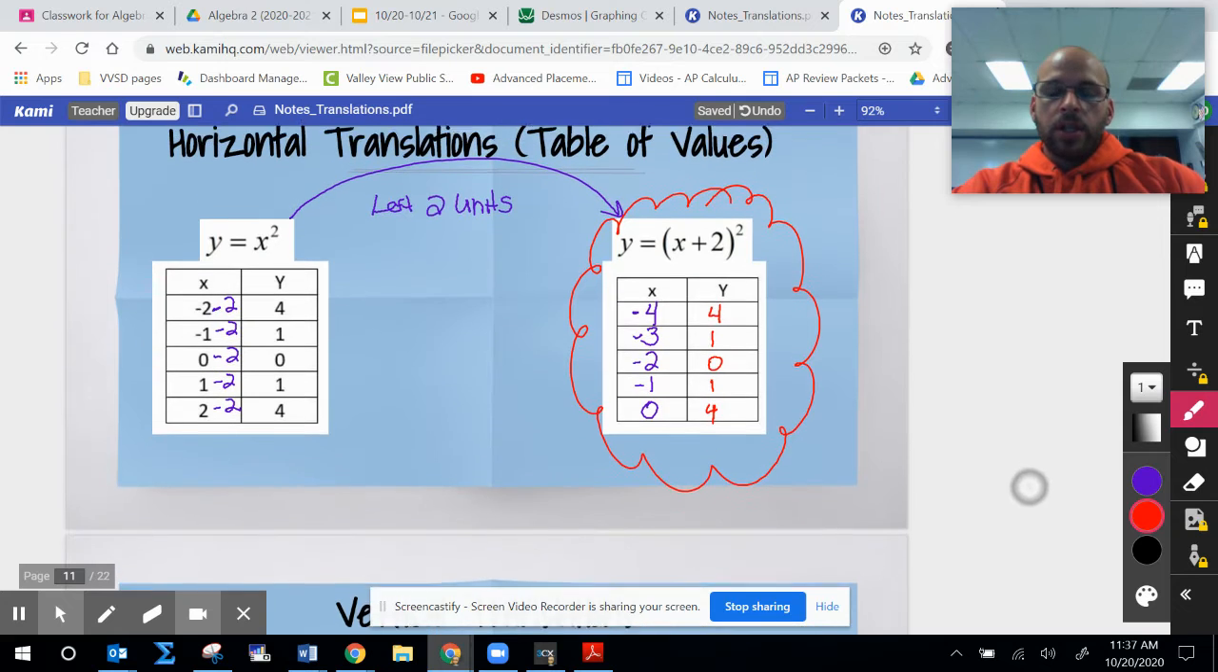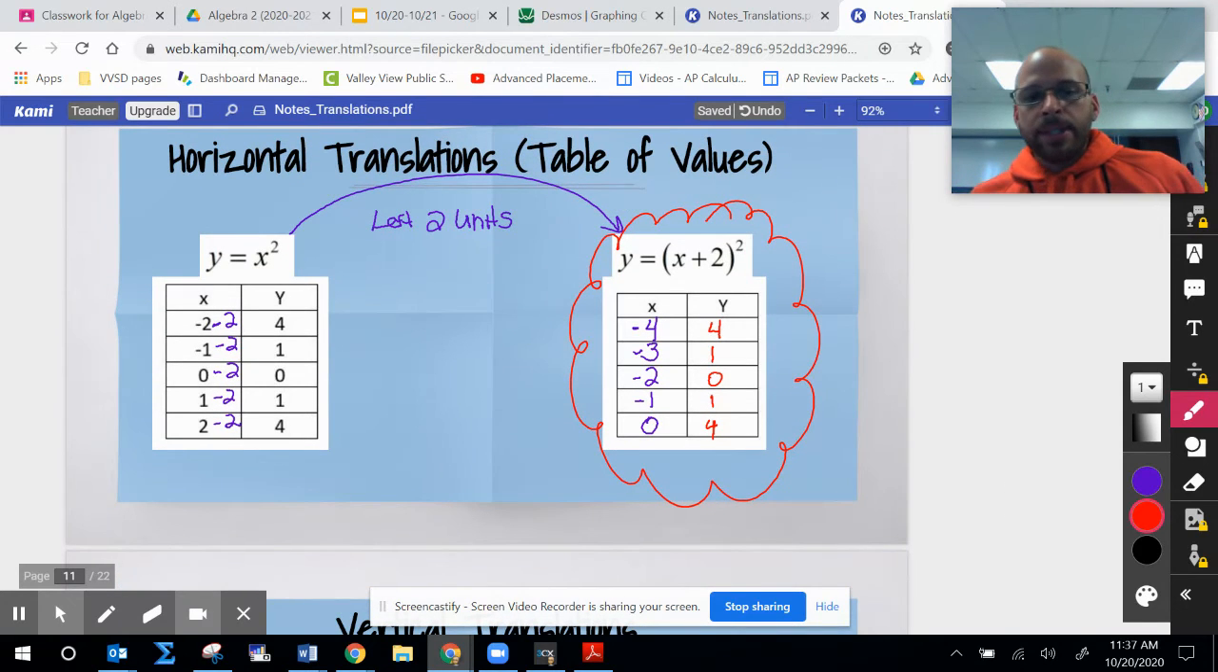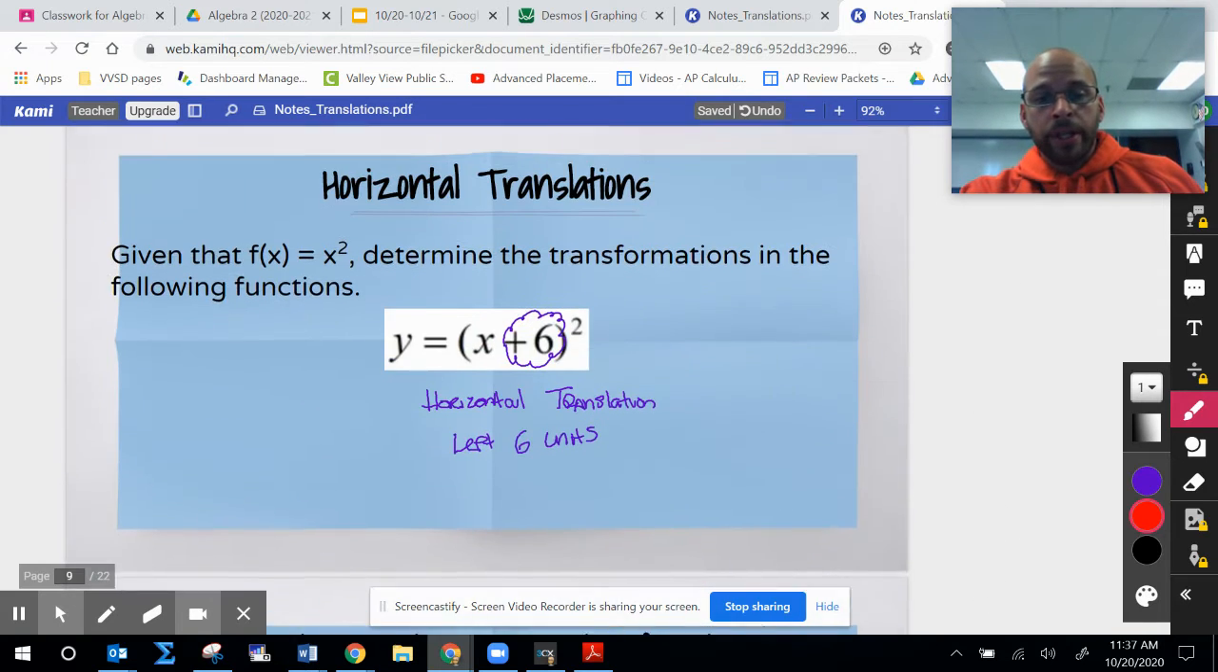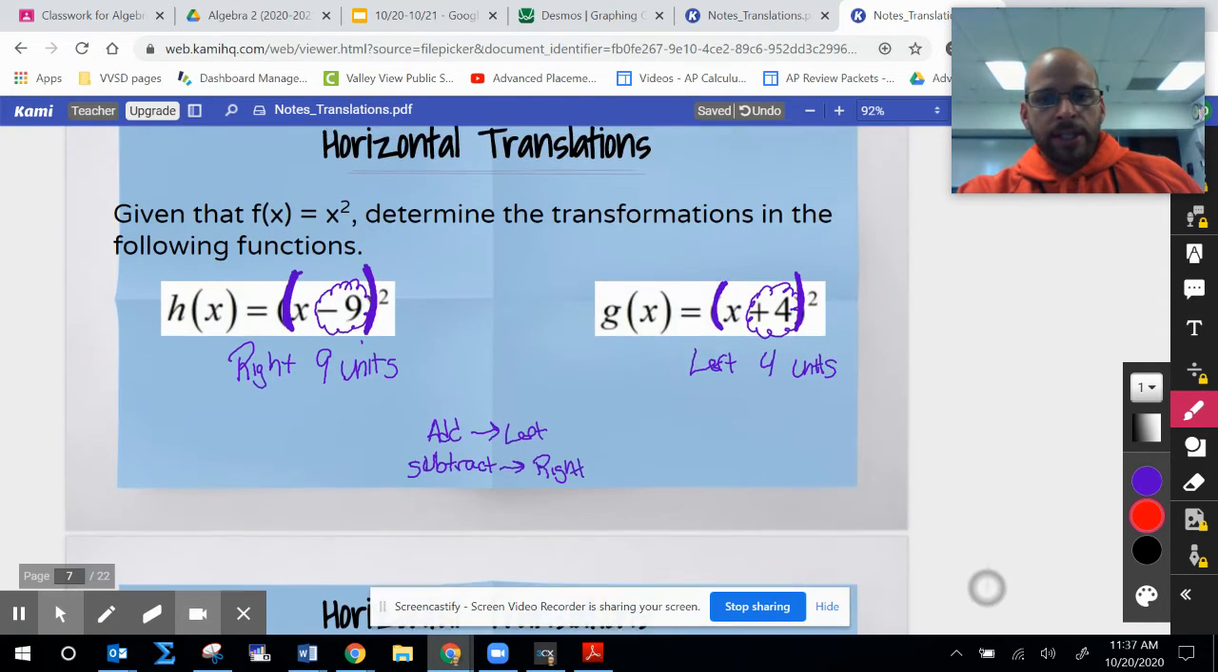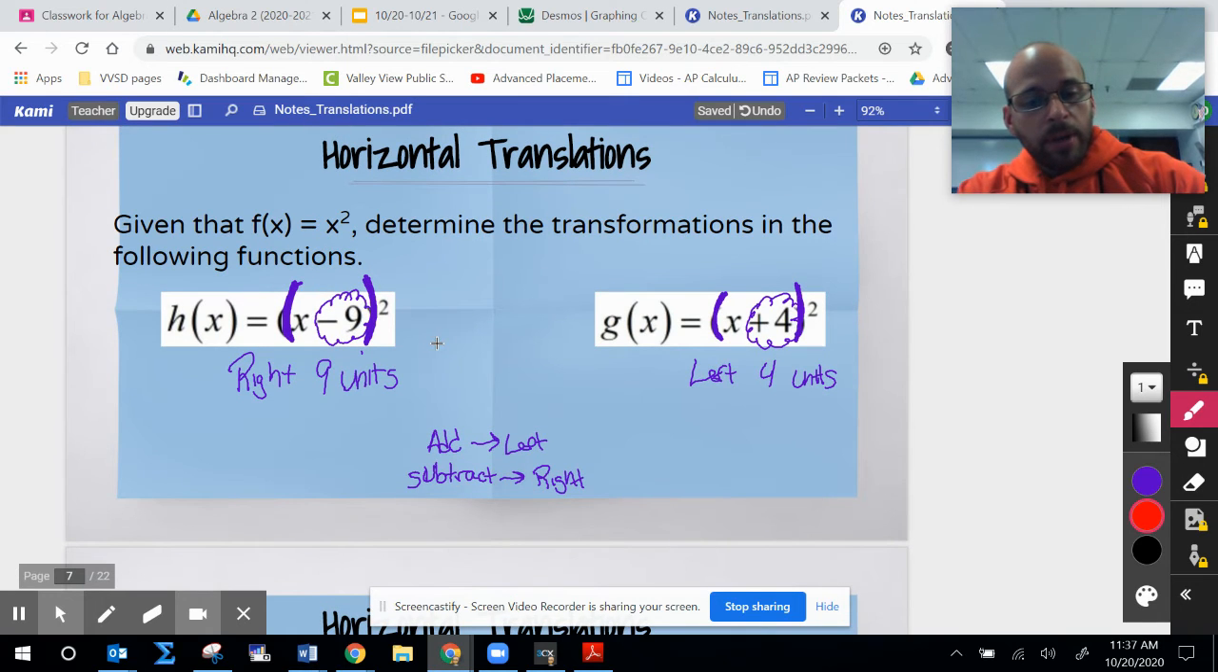All right. So what I want to do is go through the same steps, but this time for vertical translation. So quick summary, and I like to use this slide for my summary. Remember, if it's addition, we're going to go left. Our graph would move left. And if it's subtraction, we know our graph would move to the right. So if you subtract 9 on the inside, it goes right 9 units. And if you add 4 to the inside, it would go left 4 units.